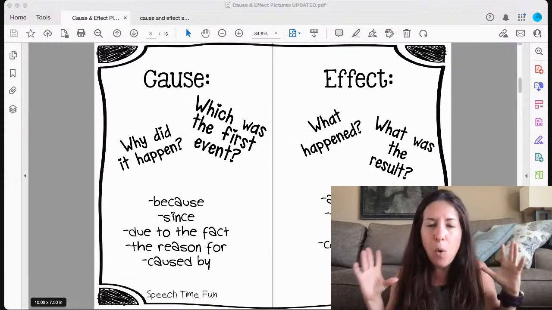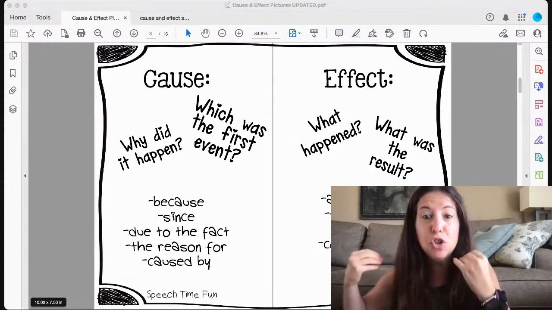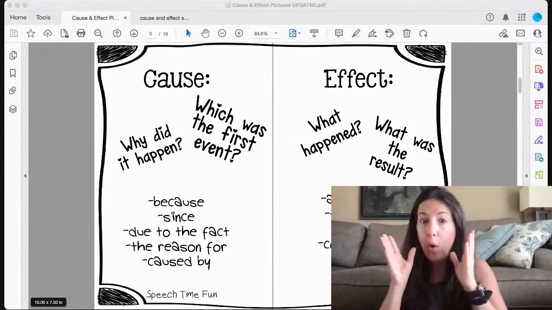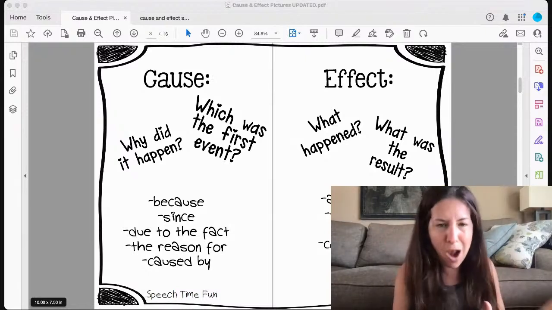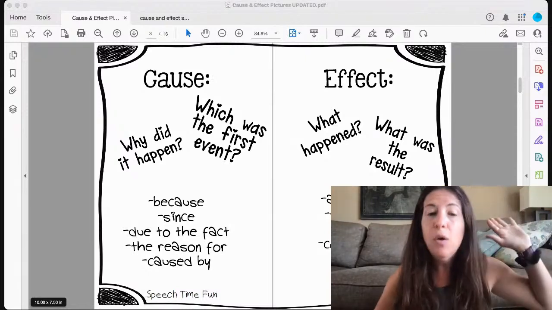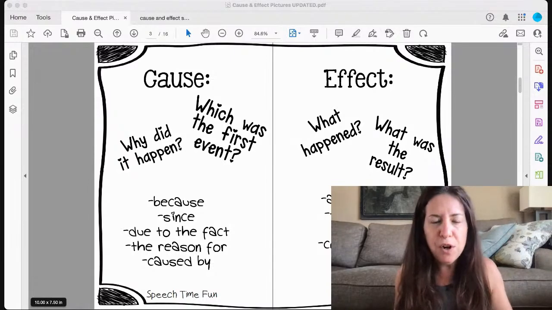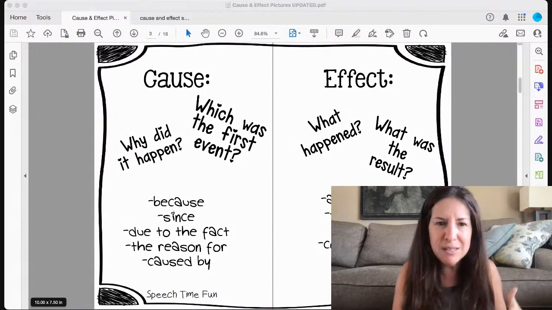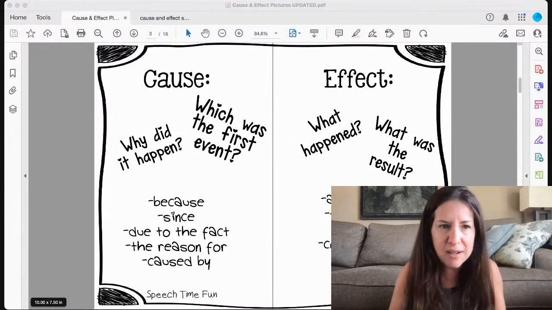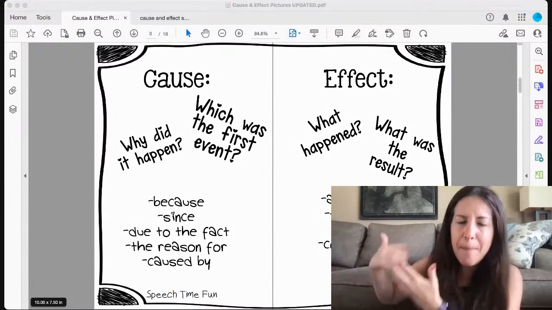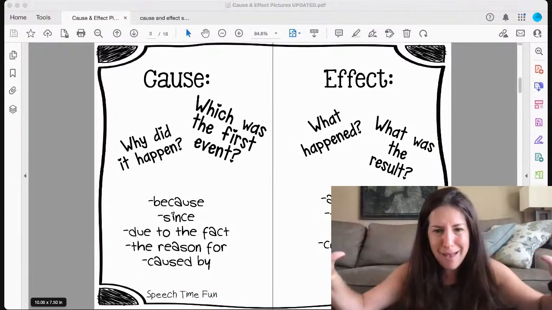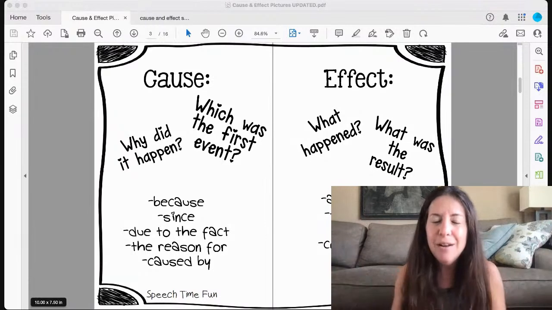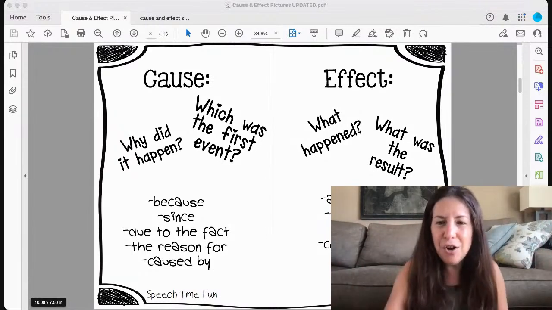I'm all about keeping things visual and giving our students a strategy to take that cognitive overwhelm away, so they can see what is expected of them and how to become successful. So cause: why did it happen? Which was first? Those are the types of questions you might see. And here are some vocabulary terms you might see: because, since, due to the fact. And then effect: what happened? What was the result? So first, then, if, that, one, first, second, before, after.